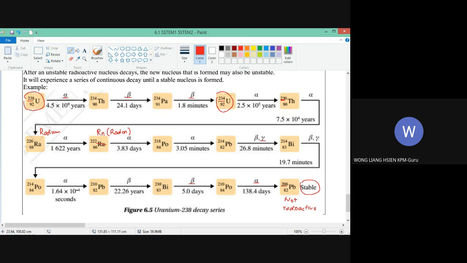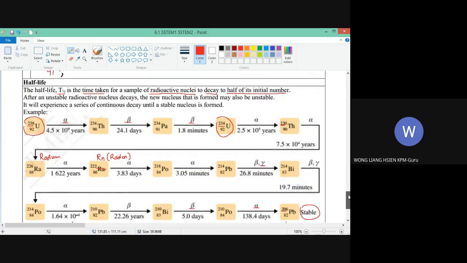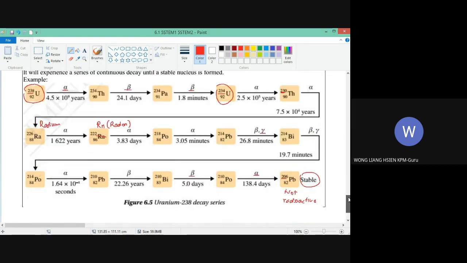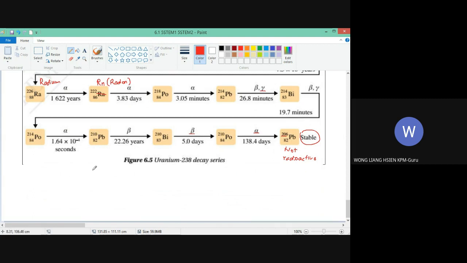Okay, so this is half-life. Remember, half-life is the time taken for a sample of radioactive nuclide to decay to half of its initial number. Okay, if you are not quite sure, let's say like these are half-life. For example, you have 1, 2, 3, 4, 5. You have 20 unstable nuclei of bismuth, for example.